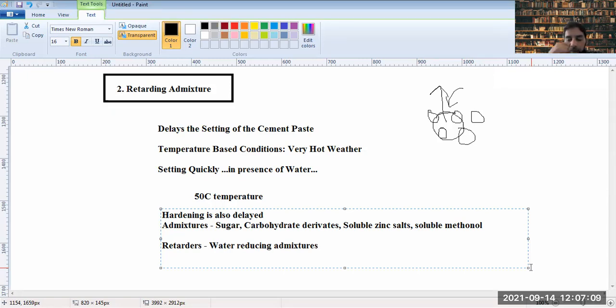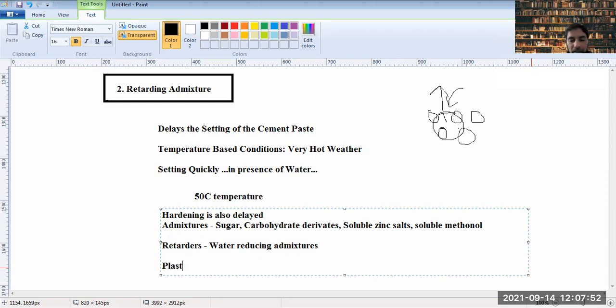So the process is like this: water is not available because it's a hot weather condition, and the retarder does not need much water. It aids in such a process so that hydration keeps happening slowly, even with less water. So it's reducing the amount of water you actually require for setting. Over a long period, the final setting time, which was 10 hours, could go up to 20 hours, even up to 24 hours.